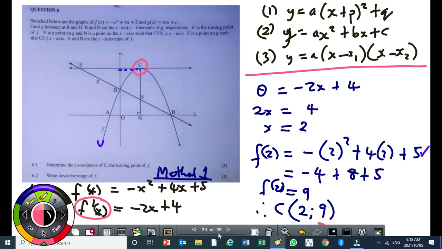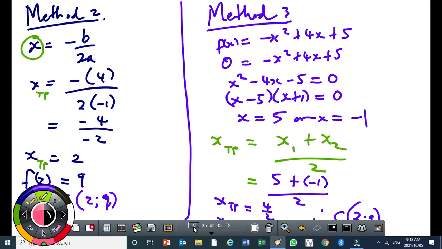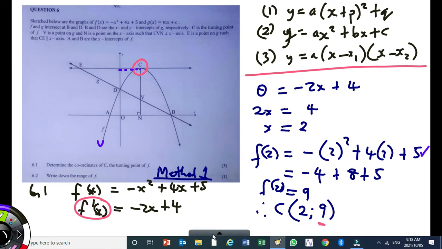Therefore, when you write the range, okay, when you write the range, let me see if I have the space. So I'm going to try to squeeze it in. So I'll write here in a different color, 6.2. Your range will be.